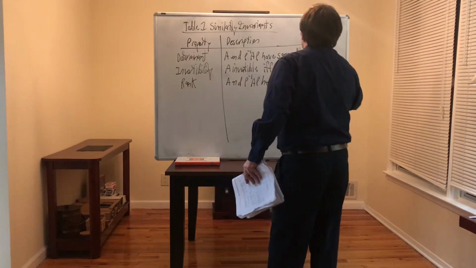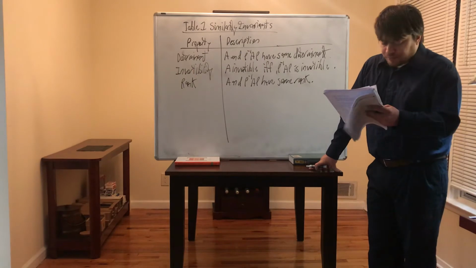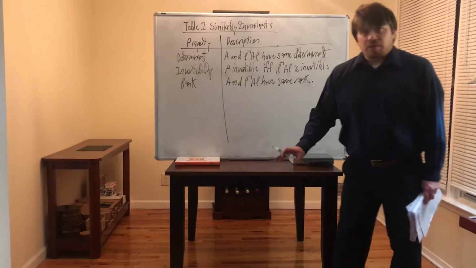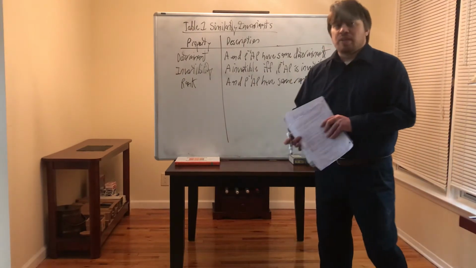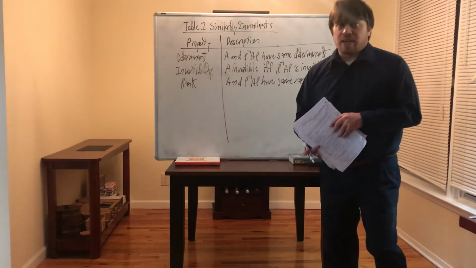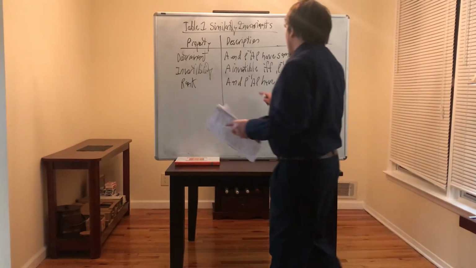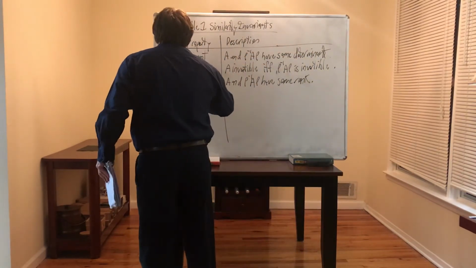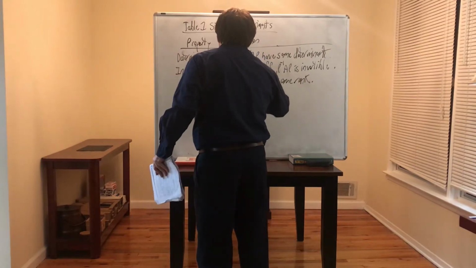Remember, the rank is the dimension of the row space of the matrix. The row space of the matrix is the span of the rows of the matrix. It's a vector space, and so it has a dimension, and the dimension of that vector space is the rank of that matrix. So the rank of A and P inverse AP are the same. The next thing is nullity. A and P inverse AP have the same nullity.